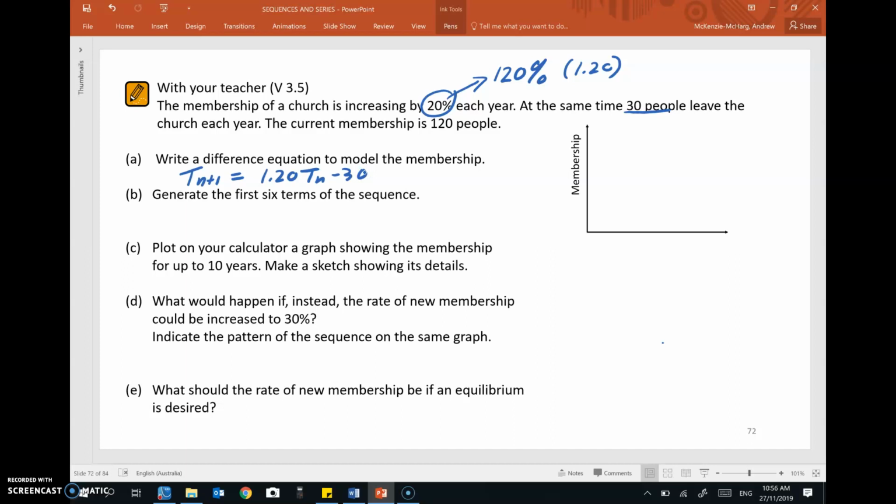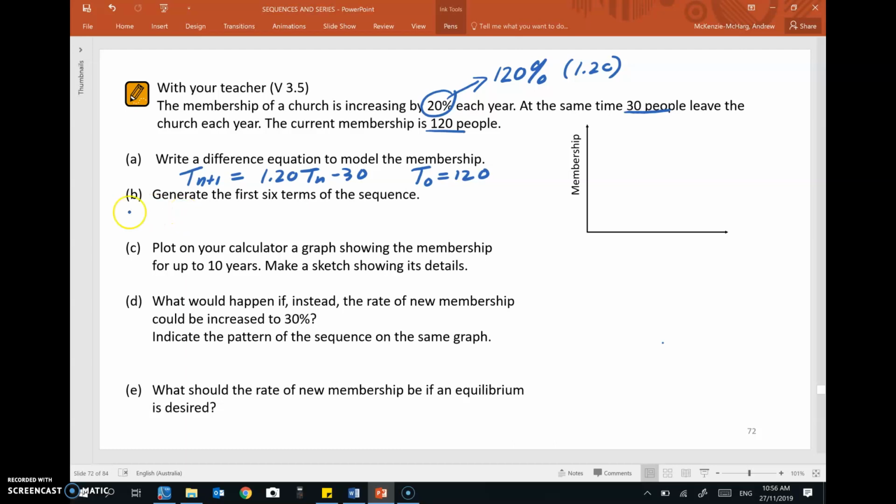The first term, the current membership, is 120 people. I'm going to call that T0 this time. The reason for that is because this is the membership at the beginning at 0 years. So if we call it T0, it lines up the number of years with the number of terms.